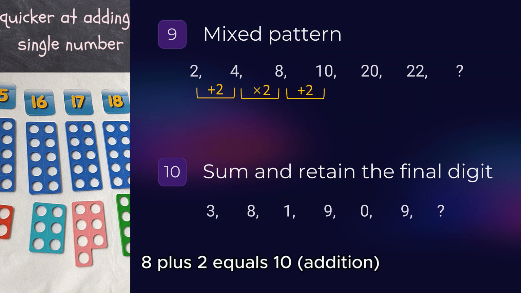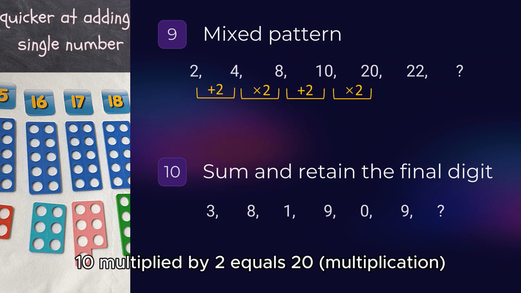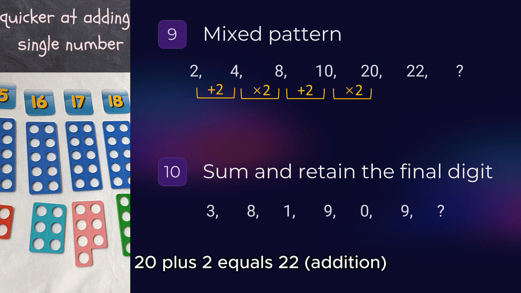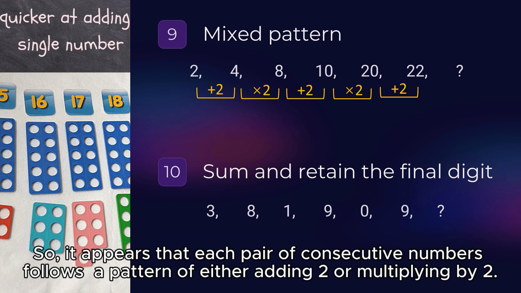8 plus 2 equals 10, addition. 10 multiplied by 2 equals 20, multiplication. 20 plus 2 equals 22, addition. So, it appears that each pair of consecutive numbers follows a pattern of either adding 2 or multiplying by 2.